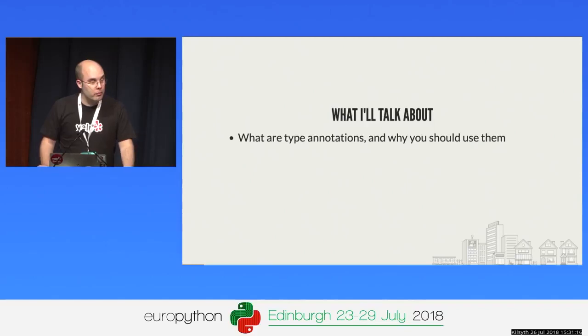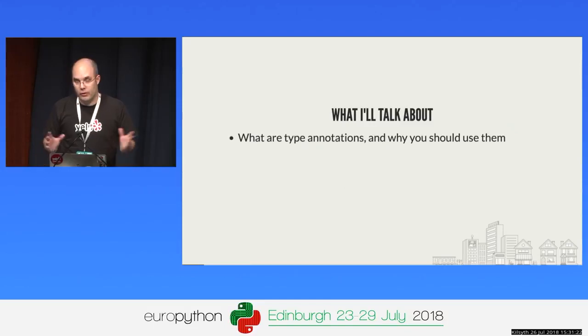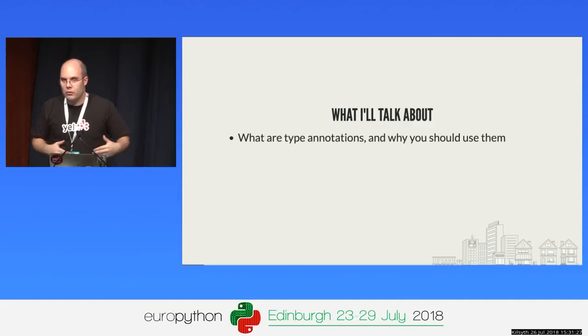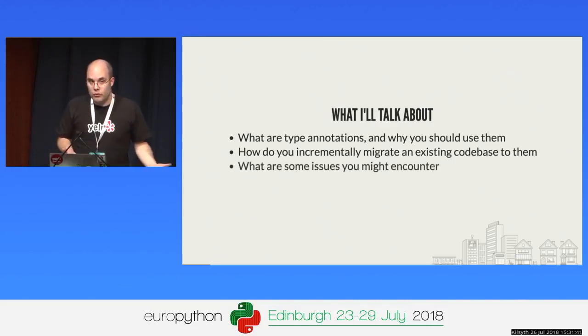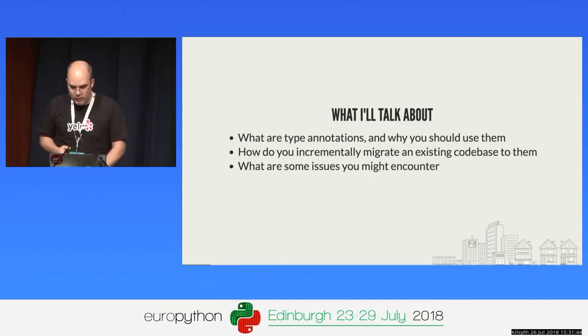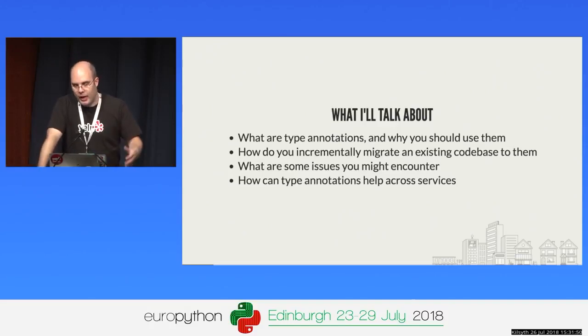So what I'm going to be talking about: what are type annotations and why should you use them? This will be very short, one quick slide. This talk hopefully starts where the more introductory talks end, so I hope you already know a little bit about type annotations. We're going to talk about how to incrementally migrate an existing code base to using type annotations, and what some of the issues you might encounter are. And the last part, which is actually going to be a relatively big part, is how type annotations can help across services, so across network boundaries, basically.